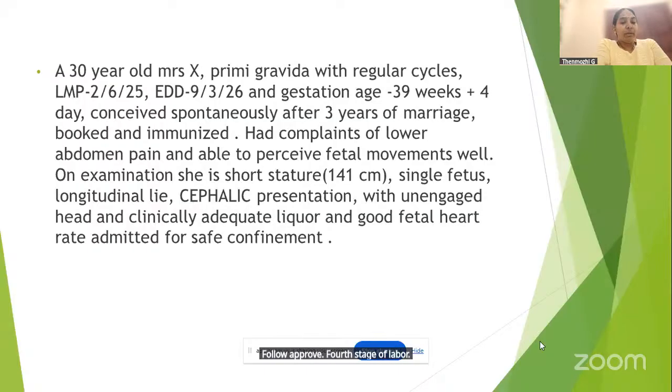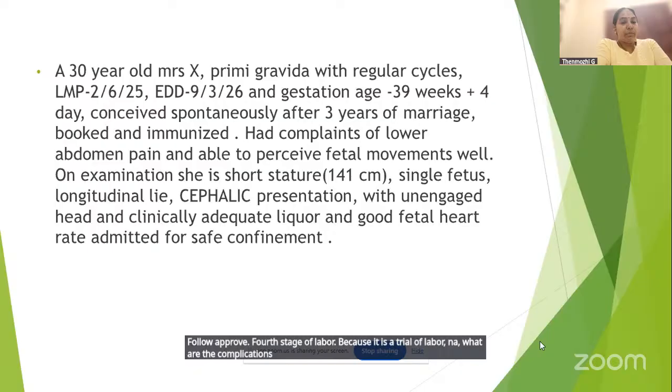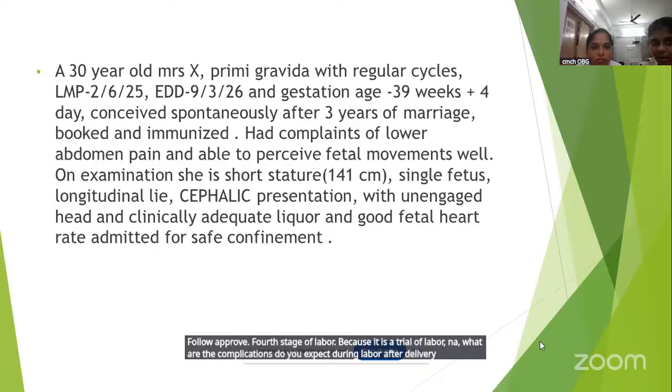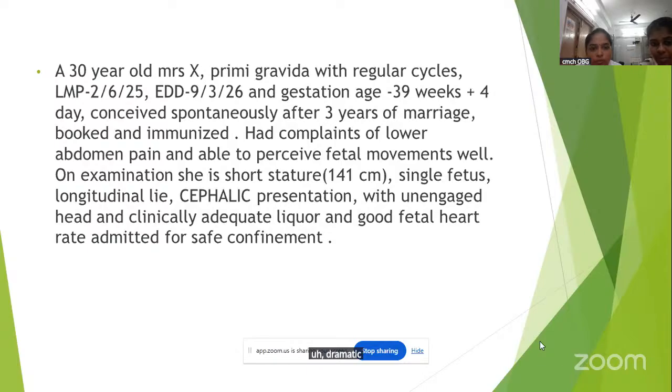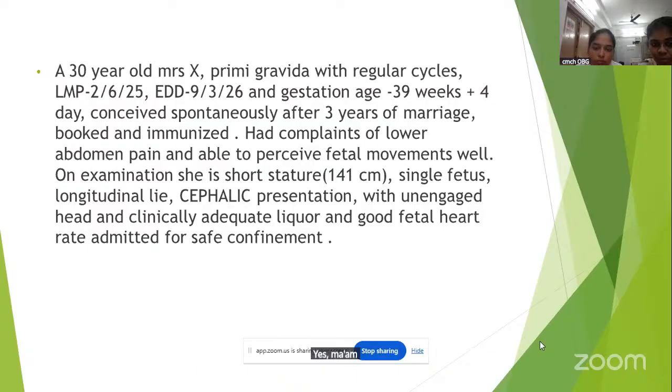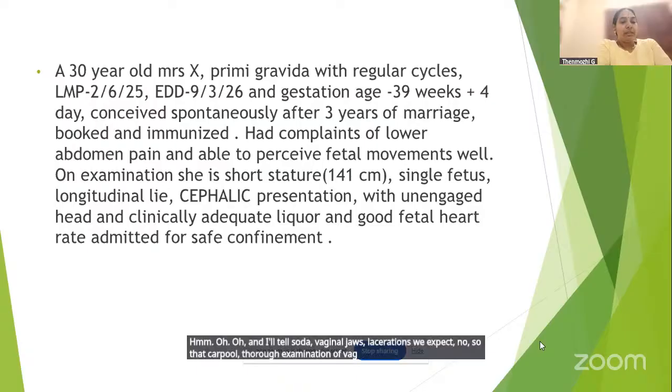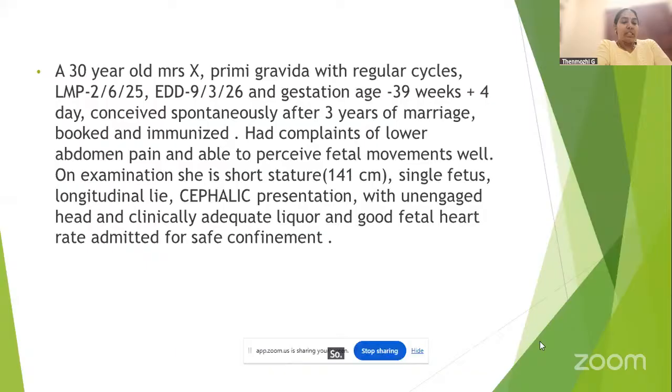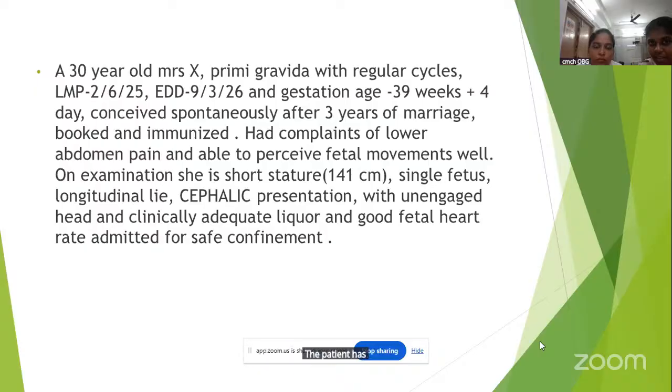Because it is a trial of labor, what are the complications we expect after delivery? PPH, traumatic PPH or atonic PPH, ma'am. There can be perineal tears, anal tears or vaginal tears, lacerations we expect. So we will do examination of the vagina and cervix and then suturing of all the lacerations. The patient is to be kept in the fourth stage of labor. A successful trial of labor means the patient has had a vaginal delivery with a good maternal and fetal outcome, ma'am.